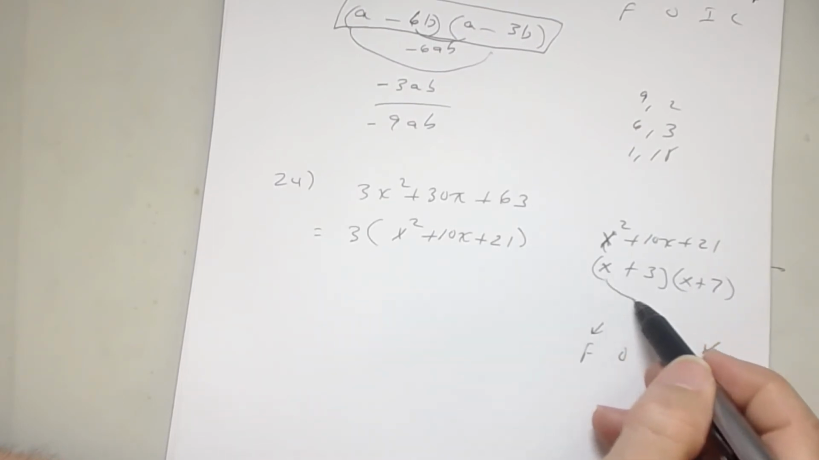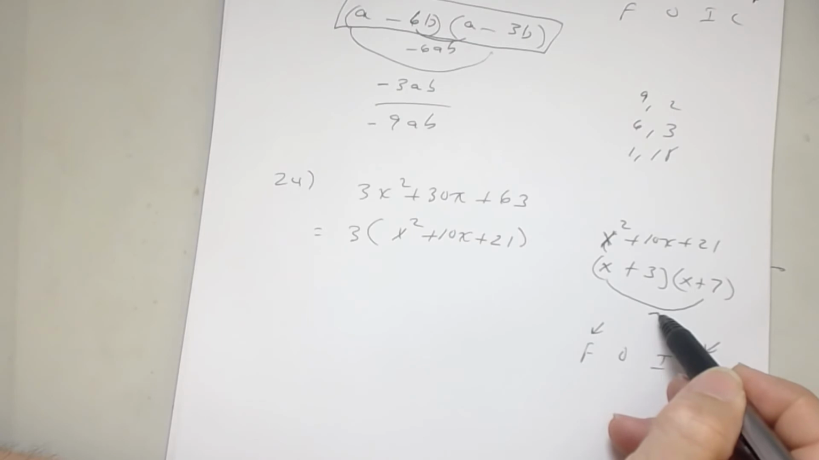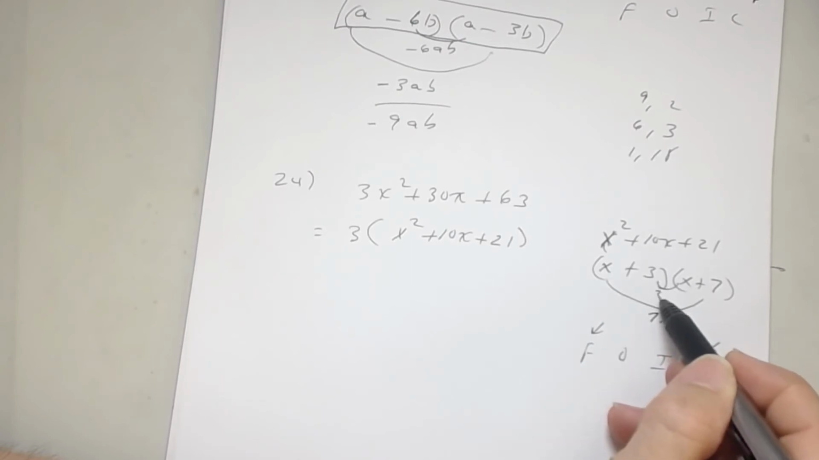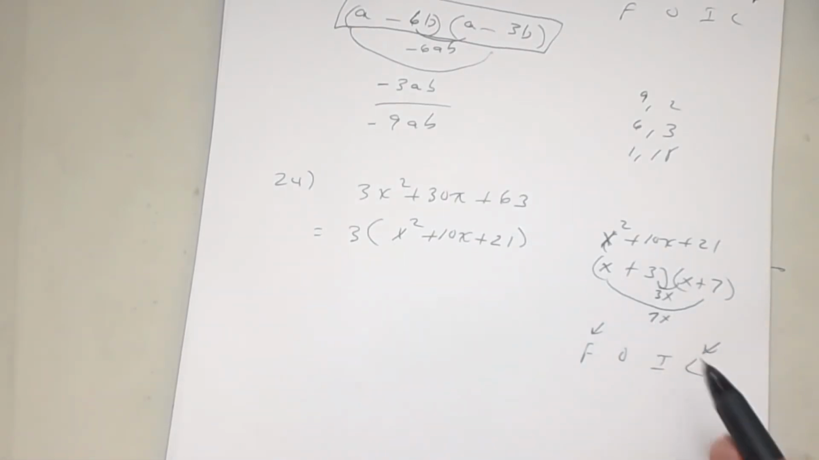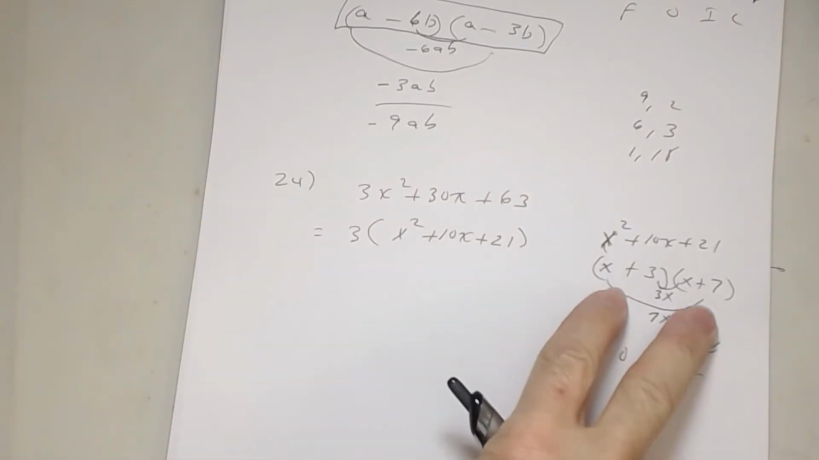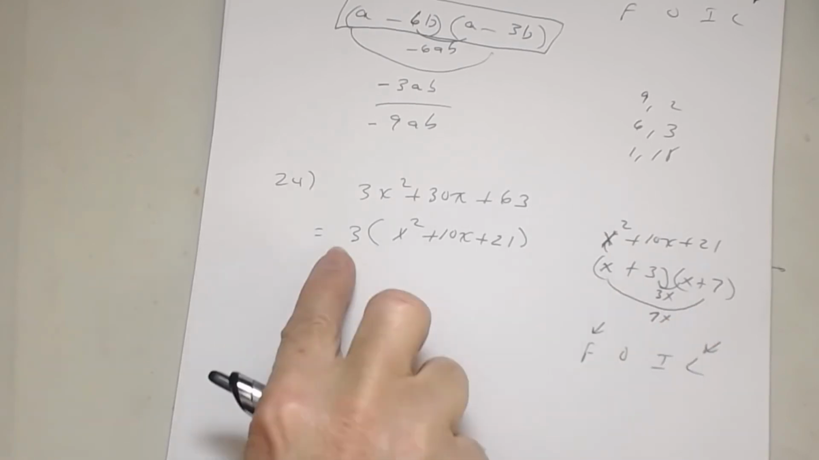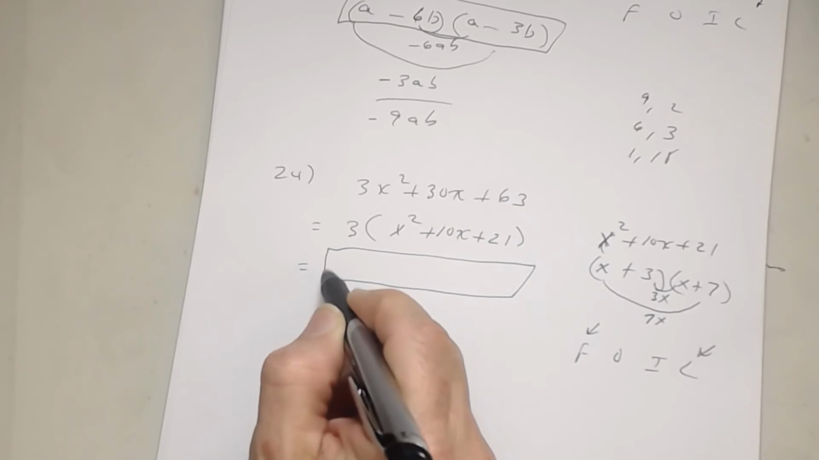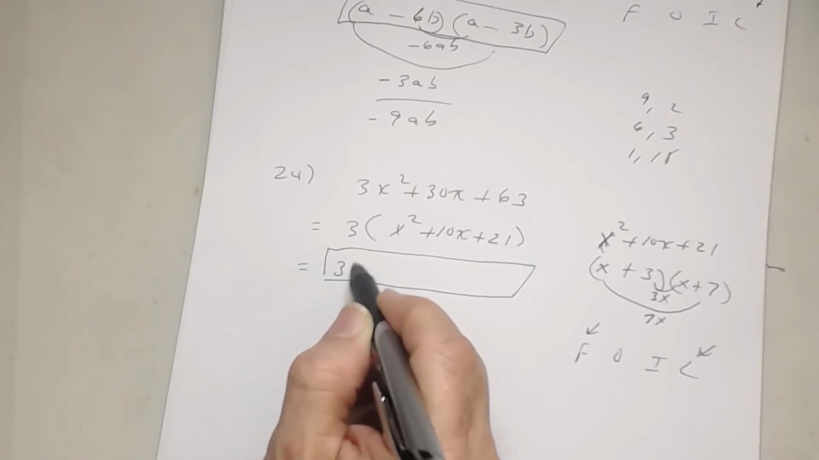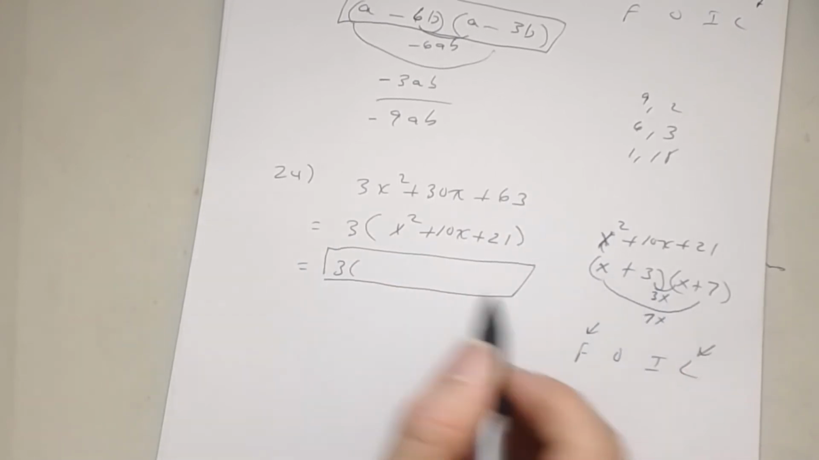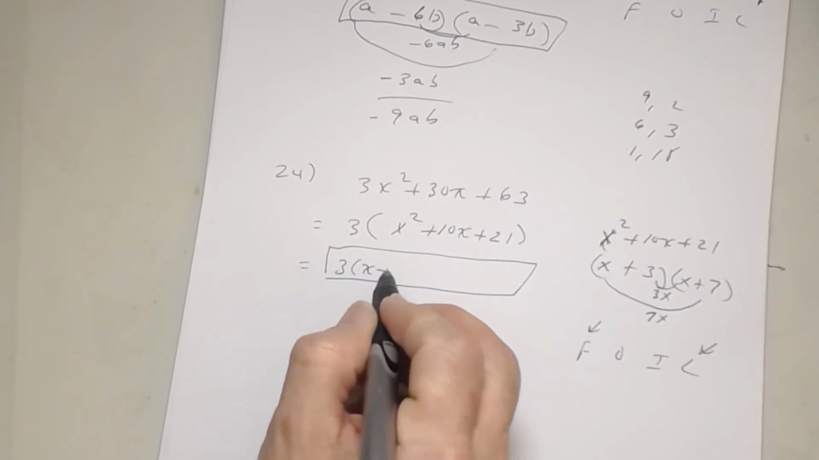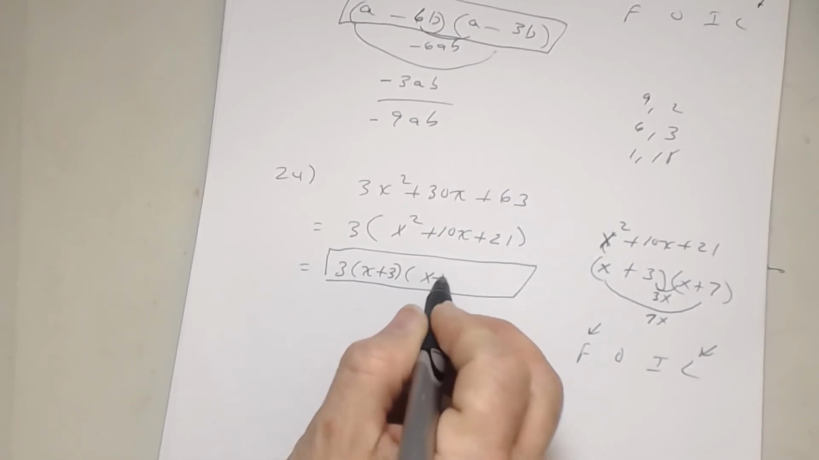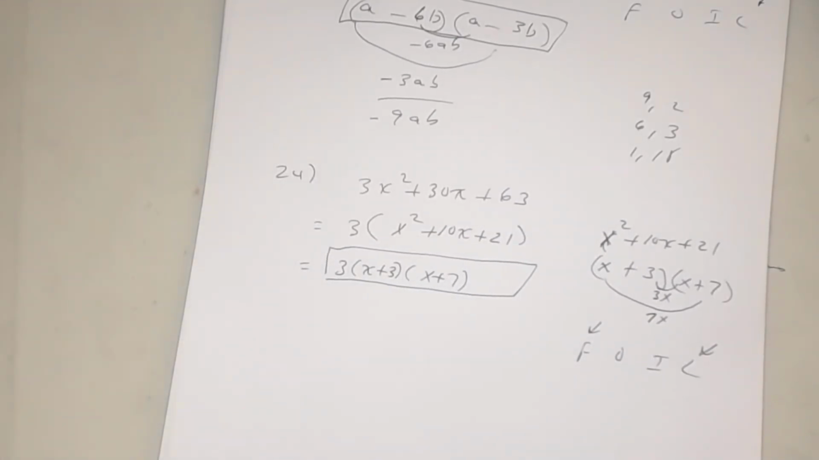Now check. What's the outer? What's the inner? All right. Now, a mistake people make is that on the worksheet there's a blank. They put this in the blank, but that's not correct, because what did you forget to do? Your GCF. So this is your answer. Don't forget the GCF. So it's 3 times your two binomials. So that's your answer.